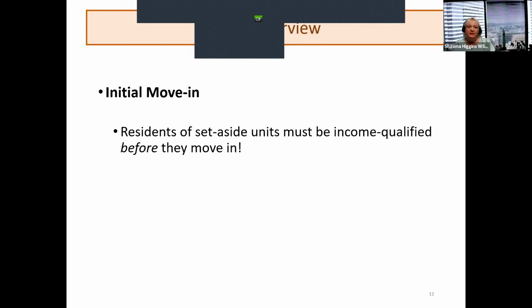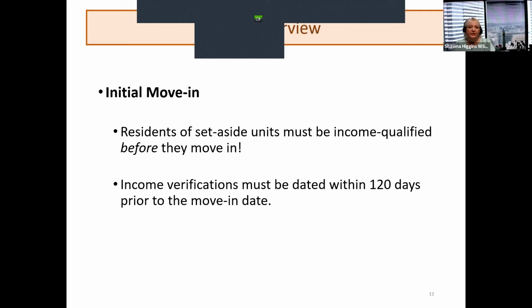Okay, so initial move-ins. The residents of set-aside units must be income qualified before they move in. So you need to make sure all of your paperwork is completed and signed by the resident before you hand them the keys. And income verifications must be dated within 120 days prior to the move-in date. We will be going over a lot of these later on in the program as well.